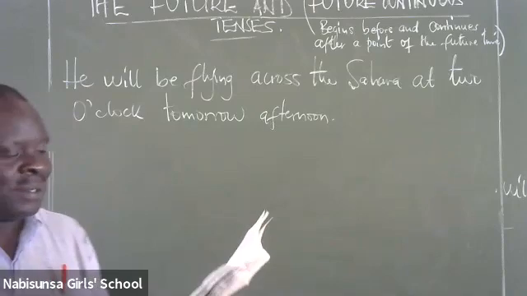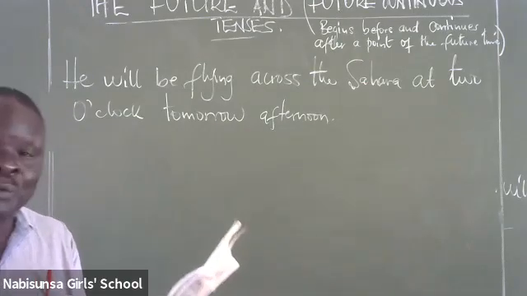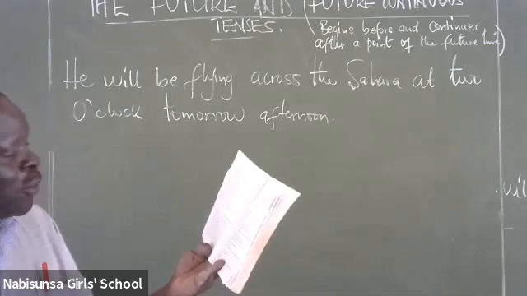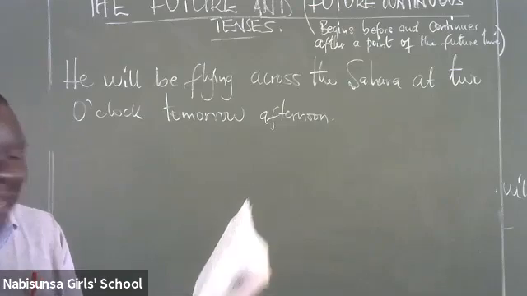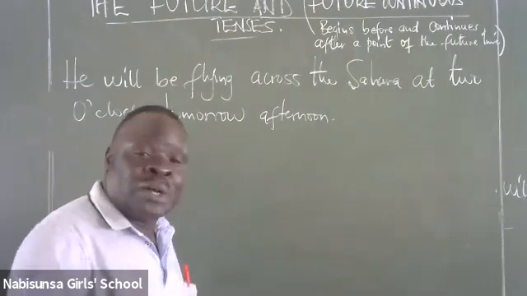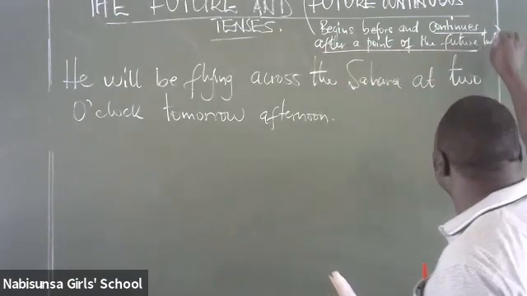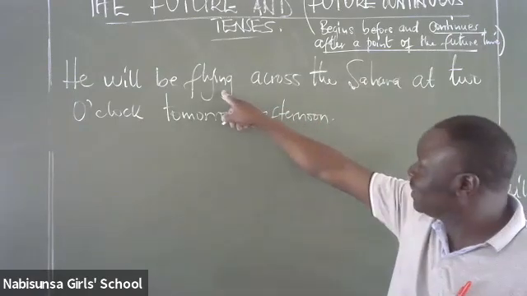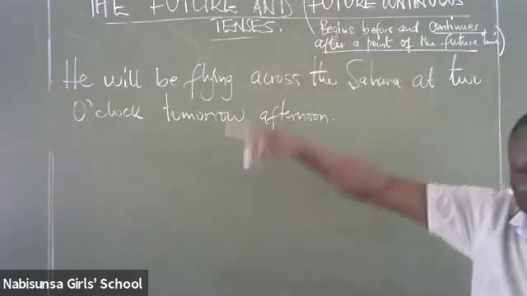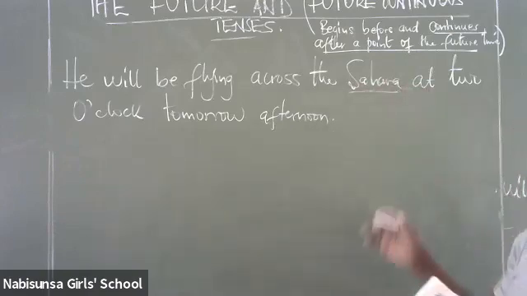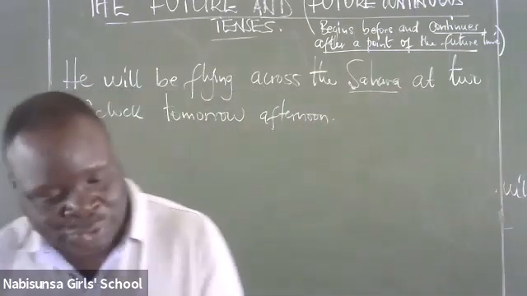Back to the blackboard, we are saying that in that sentence, we cannot use the simple future. We have to use the future continuous, because the activity, the flight will obviously last longer than an instant. It will last longer, and it continues after a point of the future time. So the person flying across, it will not be only once. It will take time, meaning the Sahara is not a short distance to cover. That's why we are using this one here. I hope that one is okay.